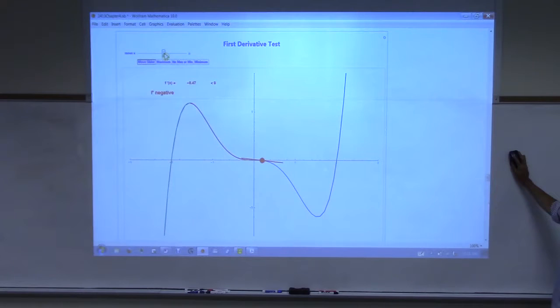Here, what's the derivative right there? 0. That's a critical number, isn't it? But we don't get a change in sign. Negative slope, other side still negative. So that's not a local max or min.